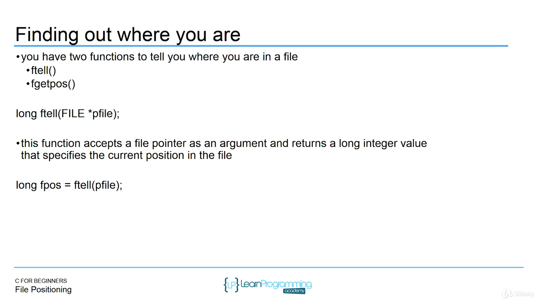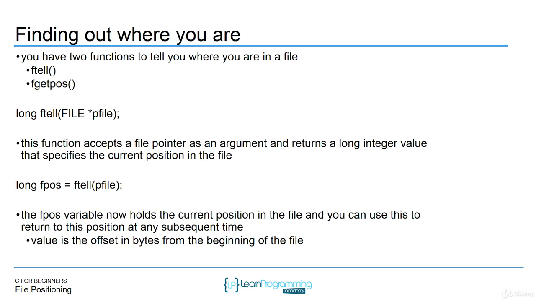You can use it by creating a variable, in this case fpos, which is what's going to get returned, and then passing in that file pointer and calling ftell. The fposition variable now holds the current position in the file, and you can use it to return to the position at any subsequent time. Right, so it's going to return you fposition. This is the way you can get the position of the current pointer, where you're pointing to. The value is the offset in bytes from the beginning of the file. Okay, so ftell, very straightforward to use. Pass in your pointer. It's going to tell you where you are in your file, based on how many bytes from the beginning of the file.